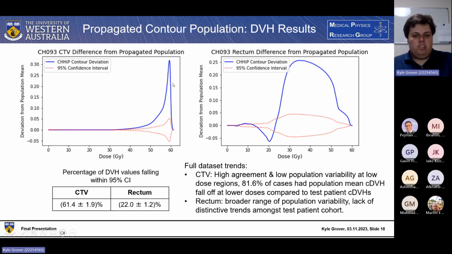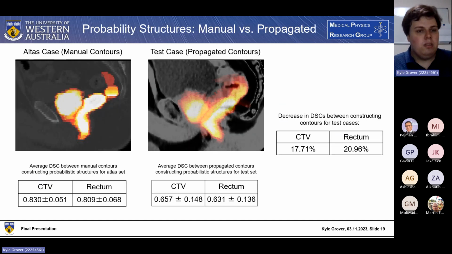Whereas you end up seeing very significant deviations as you start to consider here. For rectum, only about 22% of these dose bins actually end up lining up on average. And it ends up having a much broader range of population variability across it. For the CTV, we ended up finding that there's usually a drop in the mean propagated contour DVHs very early, whereas there wasn't really a distinguishable trend among the rectum results.